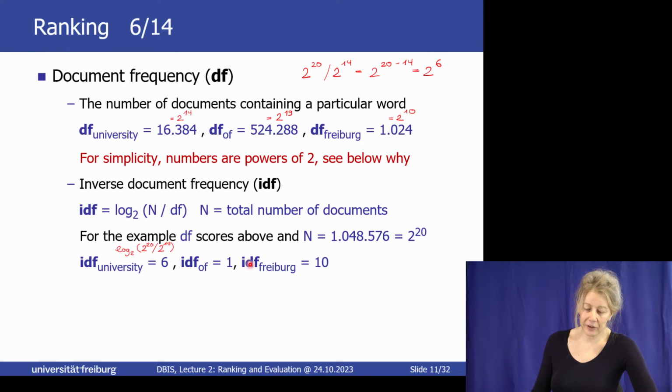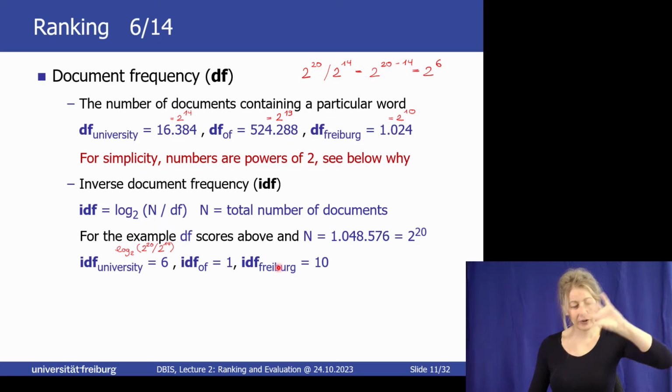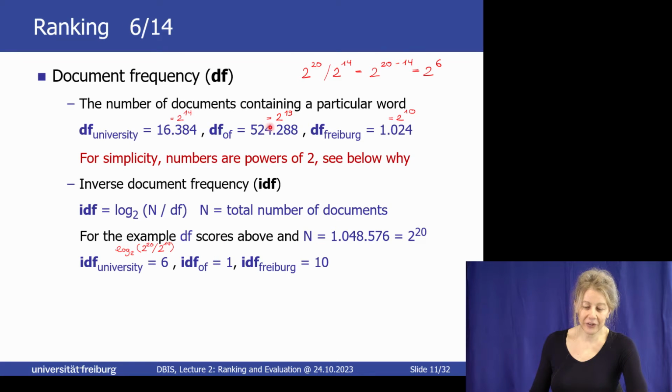And now let's look at these numbers and understand them. So here we have a word that's quite rare. Freiburg is very rare, just occurs in around 1,000 documents of 1 million, which means this IDF, because the DF is in the denominator, is rather large. And the intuition is, this is a word, if it's there, it means something. It's relatively rare overall. If it's rare, it means something. It's a significant word.